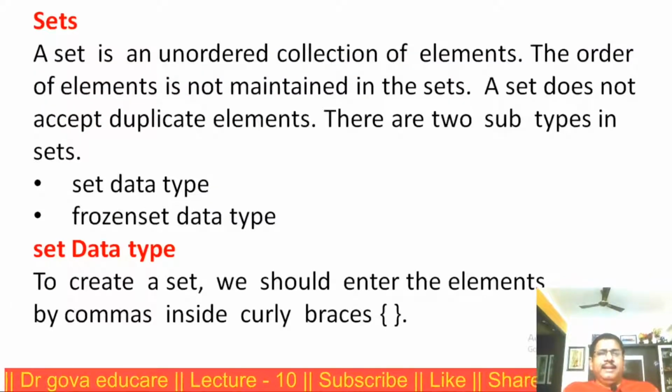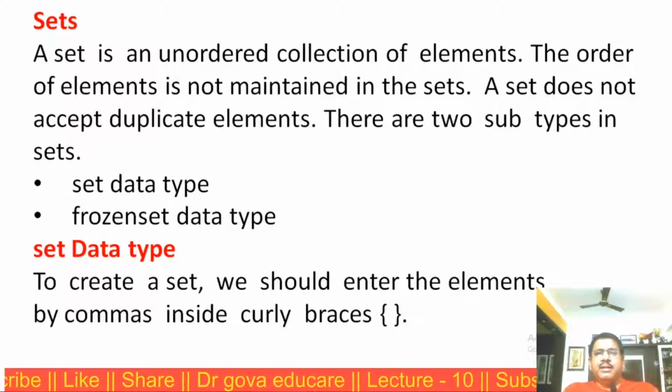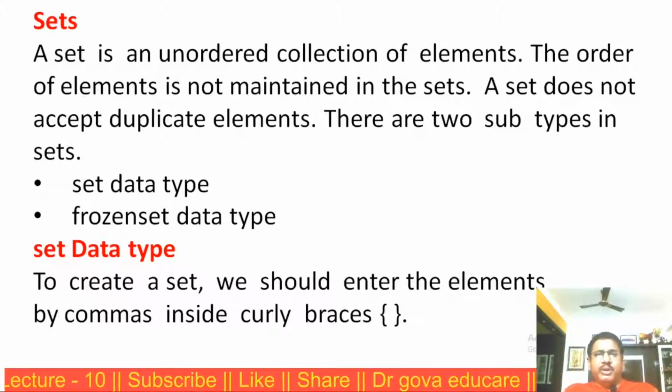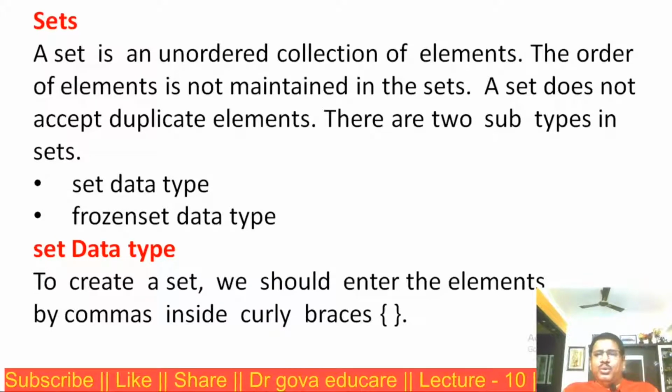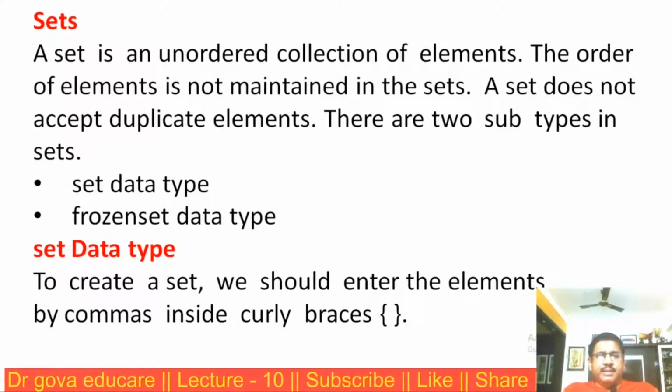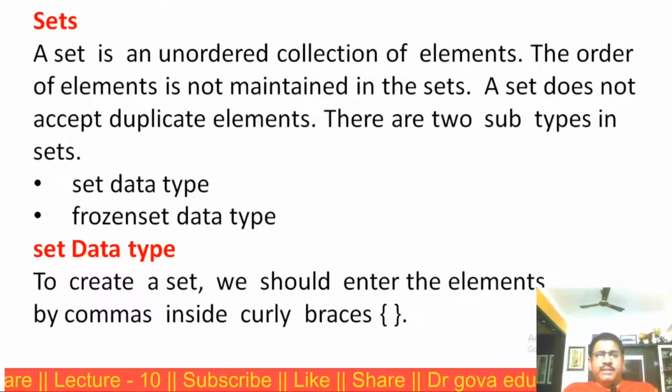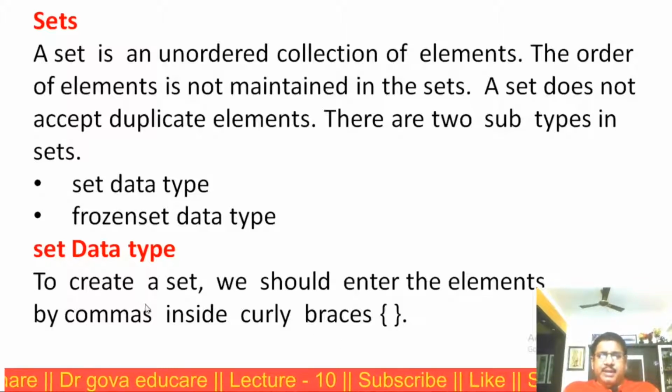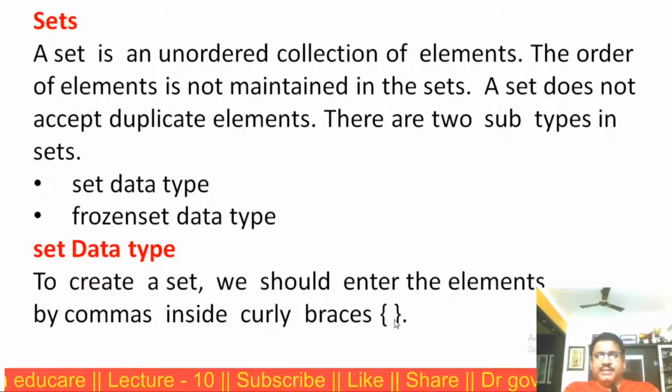Sets. In mathematics, the definition of the set is a collection of elements. Here also the same. A set is an unordered collection of elements. The order of elements is not maintained in the set. A set does not accept duplicate elements. There are two subtypes in sets. The first subtype is the set data type. The second is the frozenset data type. Set data type: to create a set, we should enter the elements separated by commas inside curly braces.